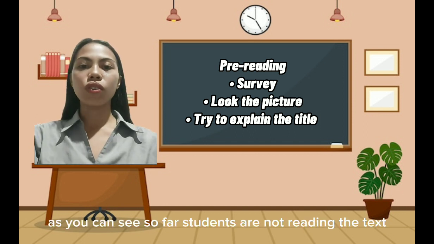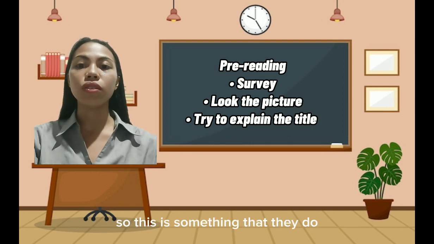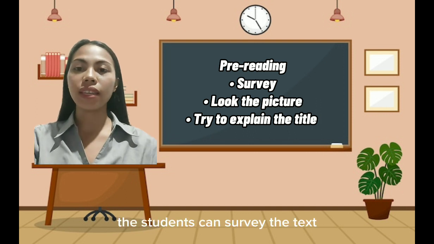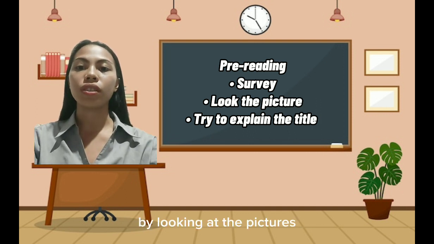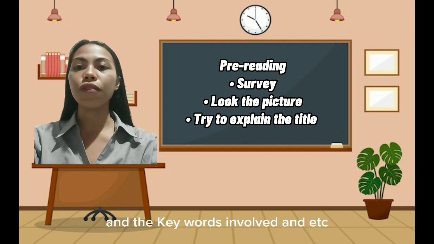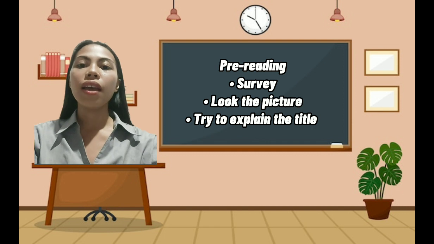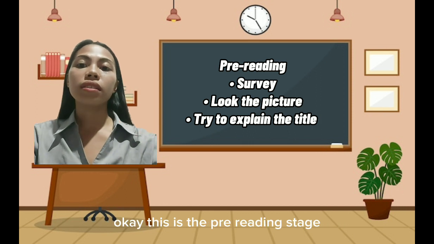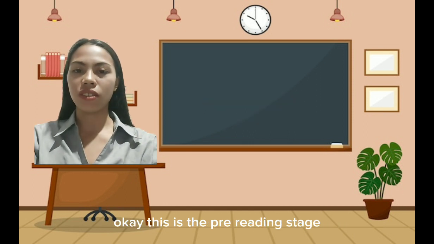As you can see so far, students are not reading the text, so this is something that they do, as I said, before reading the text. The students can survey the text by looking at the pictures, titles, subtitles, and the keywords involved, etc. They can guess, and then when they guess, they check their guesses, okay? This is the pre-reading stage.